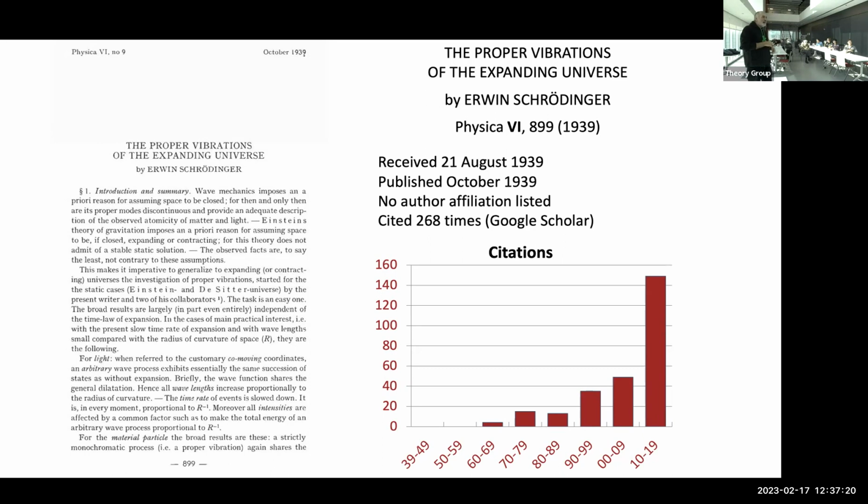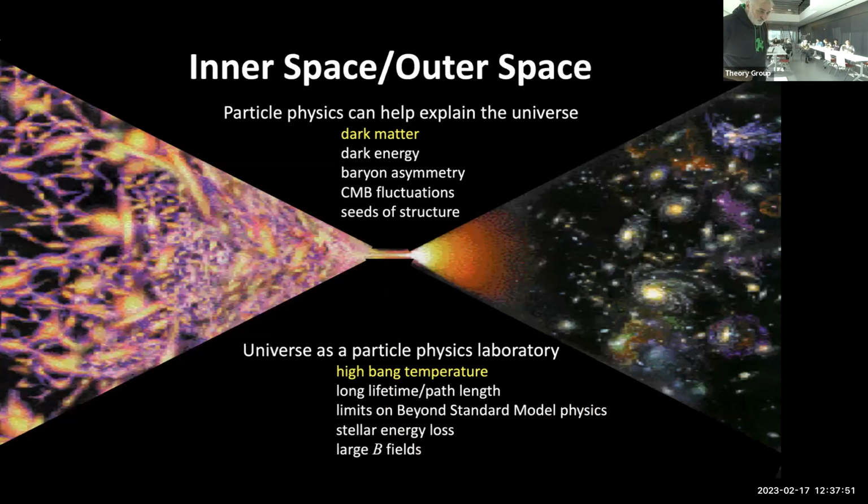And there's an interesting citation history of this paper. Schrodinger never cited it. And it was not cited for the first 20 years after it was written. It was cited a couple of times in the 60s and 70s, but it's really taken off since. I don't know if there are many papers that would have a citation history like this. There's a lot of history there that's sort of interesting.